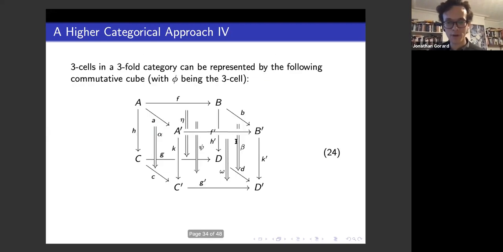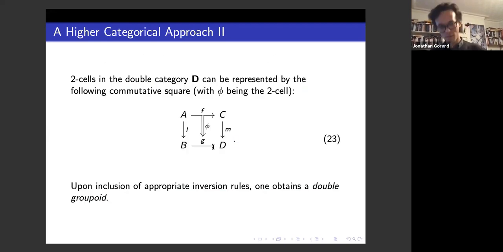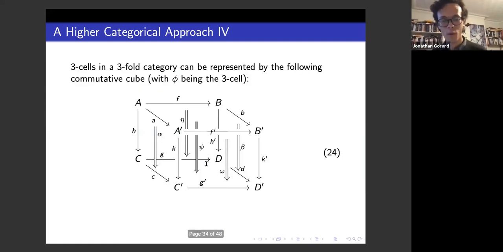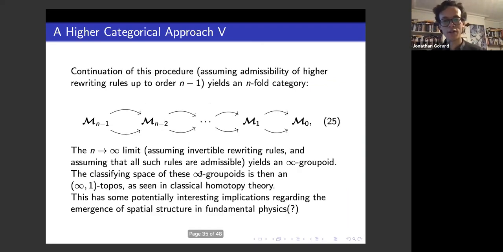In which case, rather than taking one of these squares and gluing two of these one morphisms together, what we're doing is we're taking 2 of these 2 cells and constructing a 3-cell that glues those 2 squares together in the form of one of these commutative cubes. And as I say, we can just keep going. So long as these higher order rewriting rules are admissible up to some order n-1, we can construct an n-fold category just by recursively repeating this procedure.